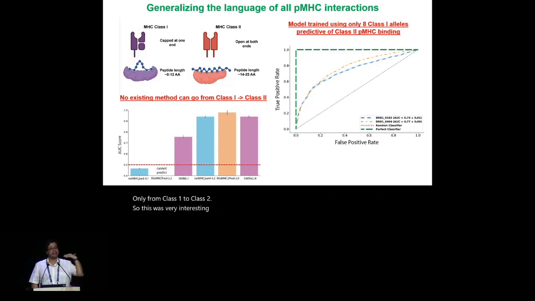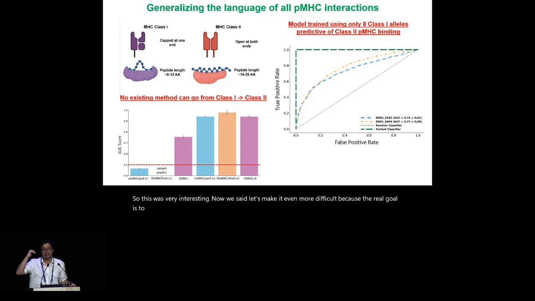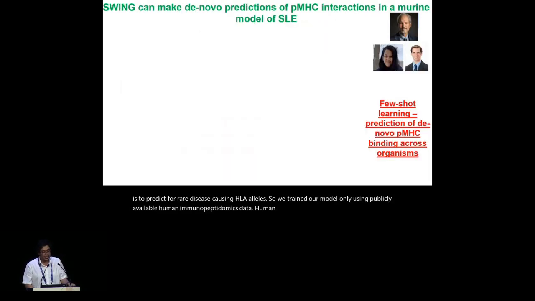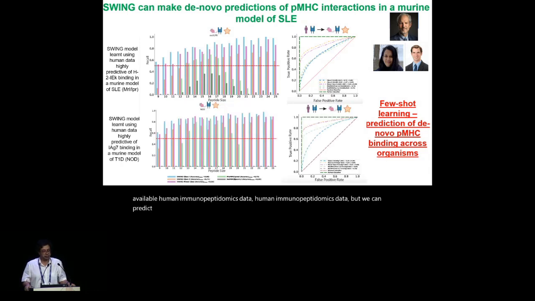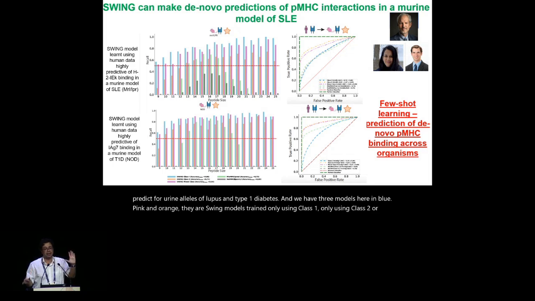Now we said, let's make it even more difficult, because the real goal is to predict for rare disease-causing HLA alleles. So we trained our model only using publicly available human immunopeptidomics data, but we can predict for murine alleles of lupus and type 1 diabetes. And we have 3 models here in blue, pink, and orange. They are SWING models trained only using class 1, only using class 2, or mixed. It doesn't really matter. You can generalize very well from human to mouse.